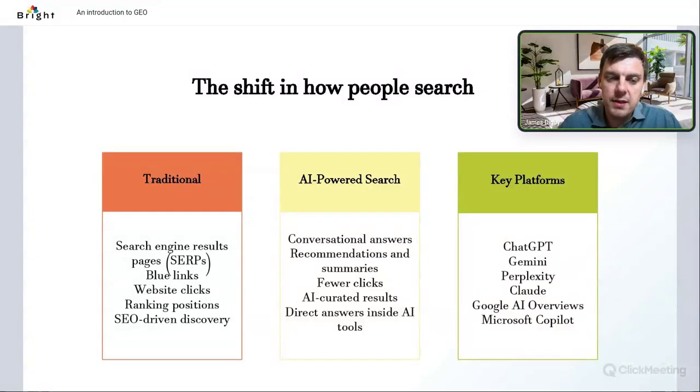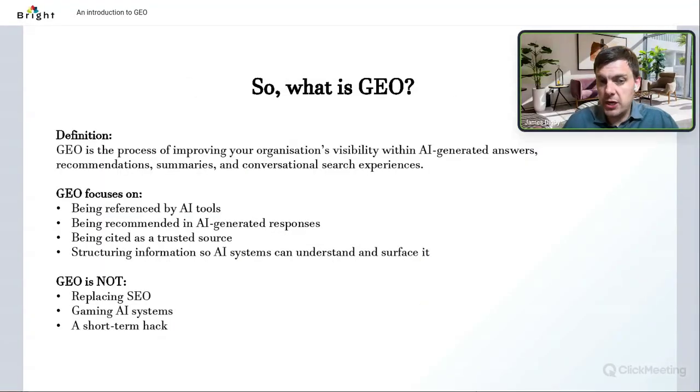It also directs answers inside AI tools. And the key platforms that we're seeing are ChatGPT, Gemini, Perplexity, Claude, the Google AI overviews, so that's at the top of Google search results, and to a certain degree, Microsoft Copilot, although that's not something that has become as big as the other platforms, just because it's often included with Microsoft Office and is something that some users are using. So what actually is it?